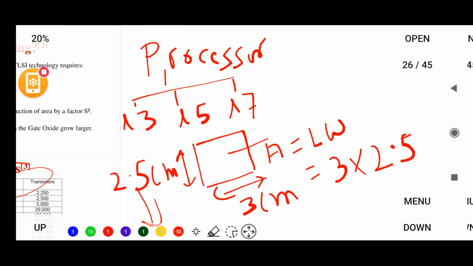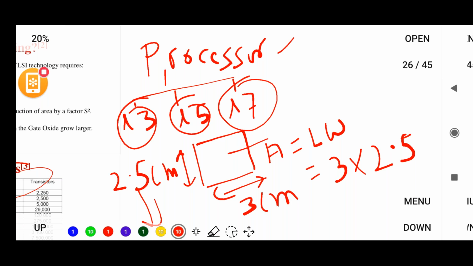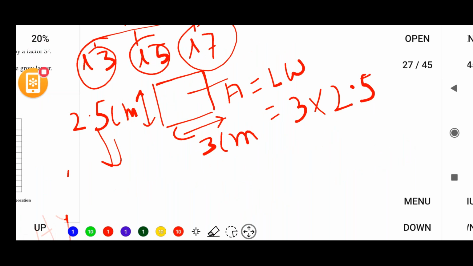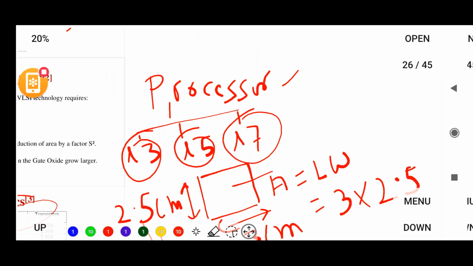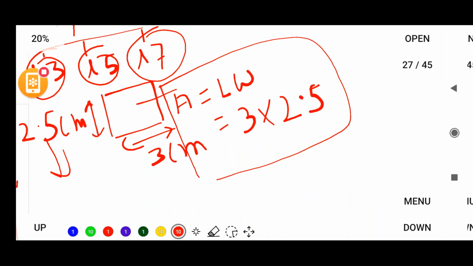VLSI domain. If you talk about the processor, there is some advancement of the processor: i3, i5, and i7. If you move to the higher order processor, the density of the chip is increased. That means the number of transistors is increased in the particular area. I have taken one example here. Suppose that this is a chip, and the area of this particular chip is 3 multiplied by 2.5. So this area is fixed.